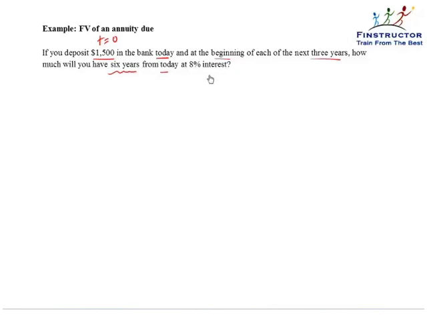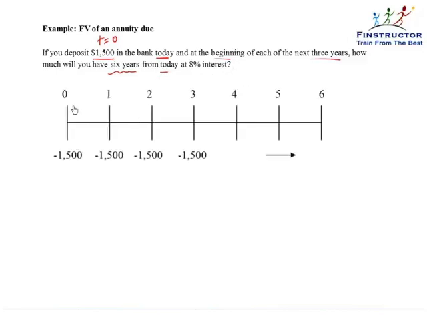So let's draw the timeline first. The first cash flow comes at t equal to 0, and then 3 subsequent cash flows at the beginning of the next 3 years. So beginning of the second year, beginning of the third year, and beginning of the fourth year. So these are the 4 cash flows that the question mentions. And then the value asked is not at the end of t equal to 4 or t equal to 3. The value is asked at the end of t equal to 6.